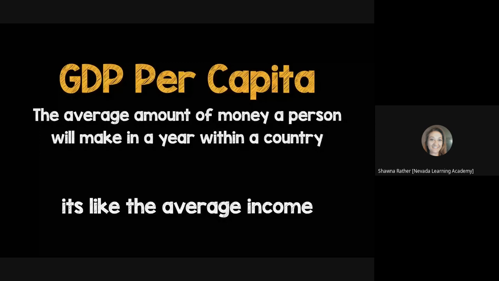GDP per capita is basically considered the average income of a person in a country.